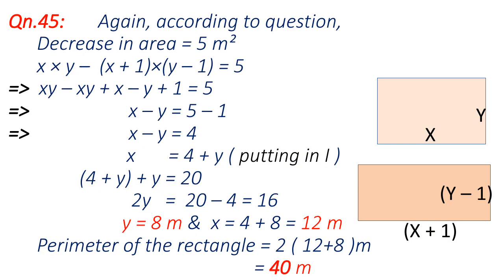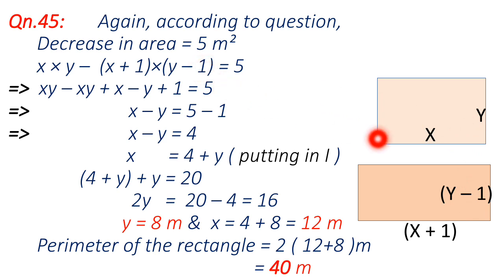Now see the next page. Here we have the question again. In the question it is given that the length is increased by 1 meter and the breadth is decreased by 1 meter. From the figure you can easily understand, this one is the initial rectangle and this one is the final one when changes are made. So the length is increased and the breadth is decreased by 1 meter, correct? It is given in the question that the area is decreased by 5 meter square.